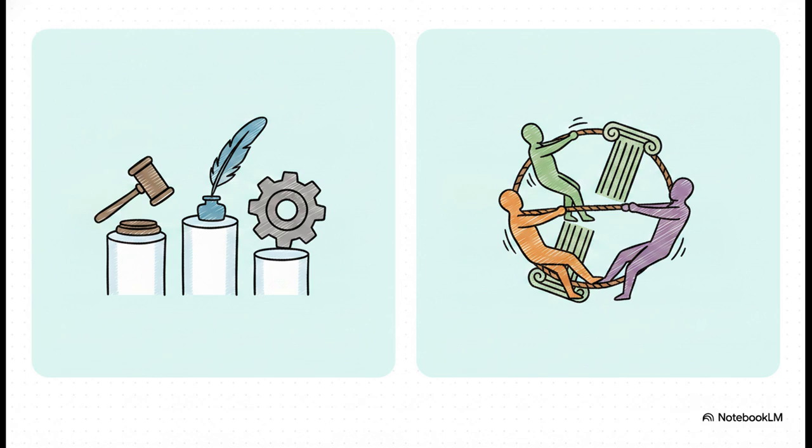So, for example, if Congress makes a law, the president can check them by vetoing it. If the president signs it, the judicial branch can check both of them by declaring the law unconstitutional. They're basically locked in this continuous, intentional tug-of-war.